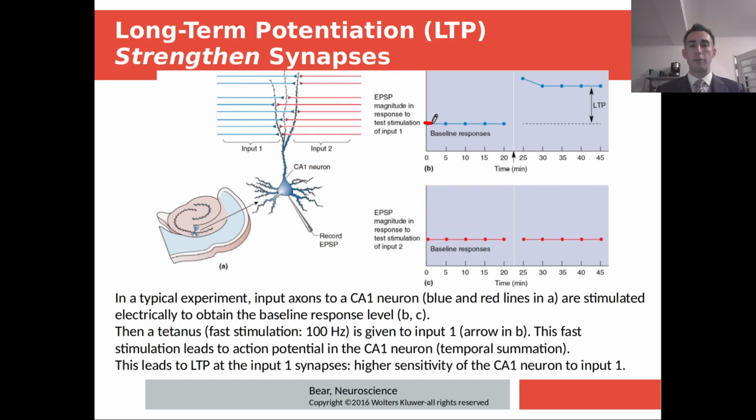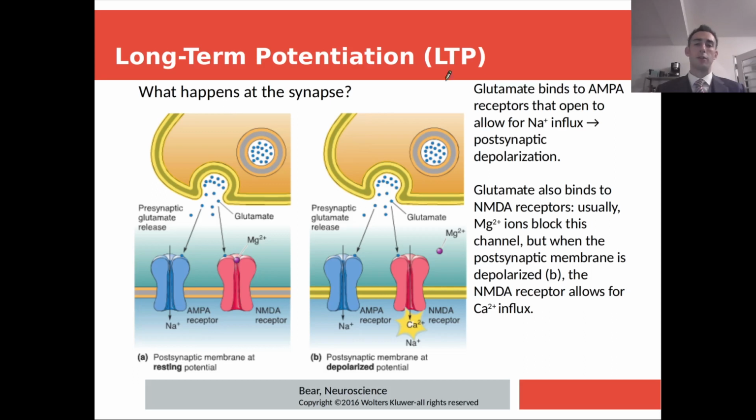Basically, you have a baseline response, and you give the tetanic stimulation, and then afterwards, the activation of this cell is stronger when you present the same input to these synapses. So how does this work? Well, there's a bunch of different ways you can have it.